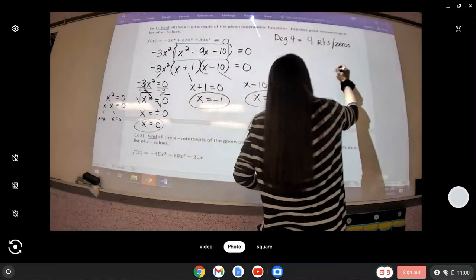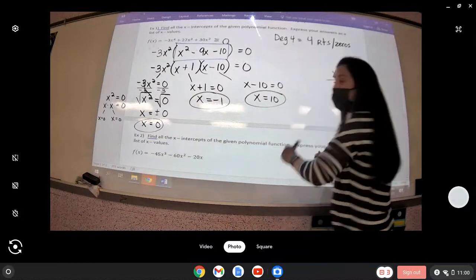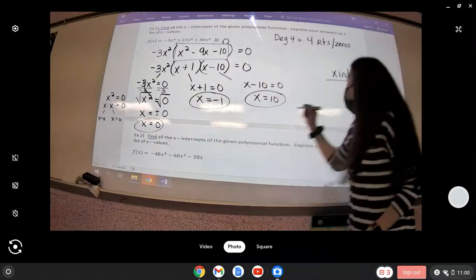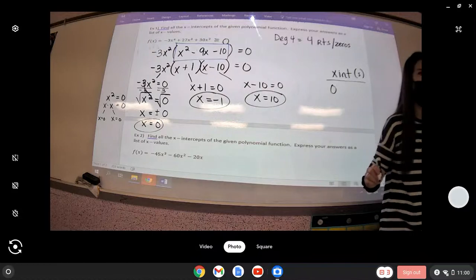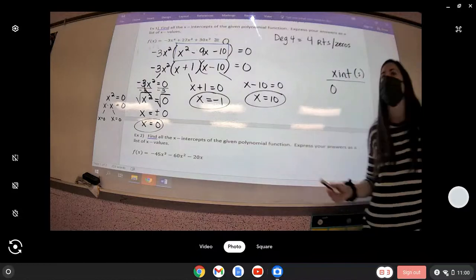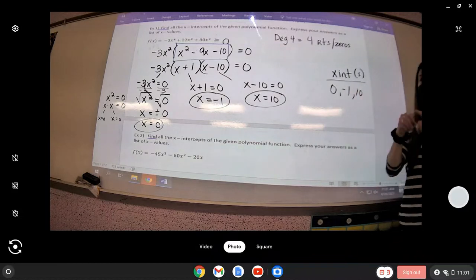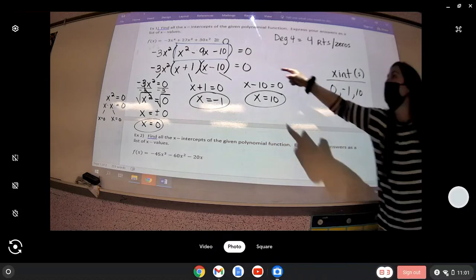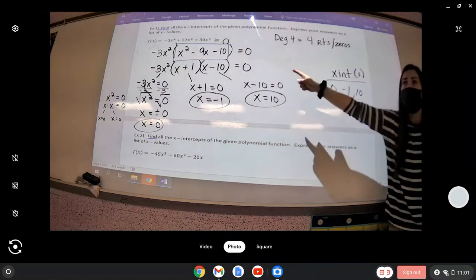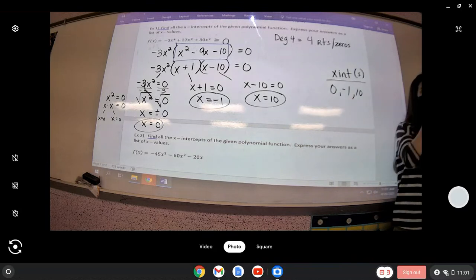So on Delta Math, it's going to have you list the x-intercepts, right? So you would list in any order, 0, but you don't have to list it twice. You don't have to list it repeated. Just list it once, even though you did get 2 answers from that. And then -1, and then 10. And that's what you would type into Delta Math. Those are your x-intercepts of his graph. His graph will cross the x-axis at 0, -1, and 10.